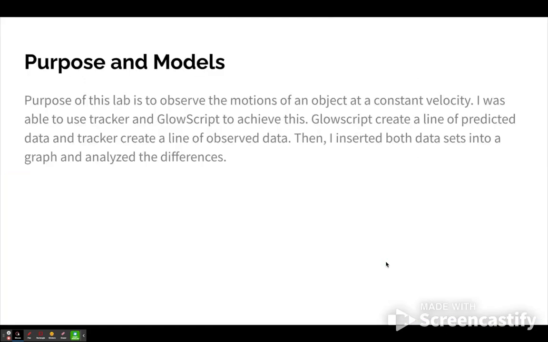So the purpose of this lab was to observe the motions of an object. In this case, my object was a ping pong ball at a constant velocity. I was able to use Tracker and GlowScript software to achieve this. GlowScript created a line of predicted data, and Tracker was used to create a line of the observed data. Then I inserted both of these data sets into a graph, and I analyzed the differences.